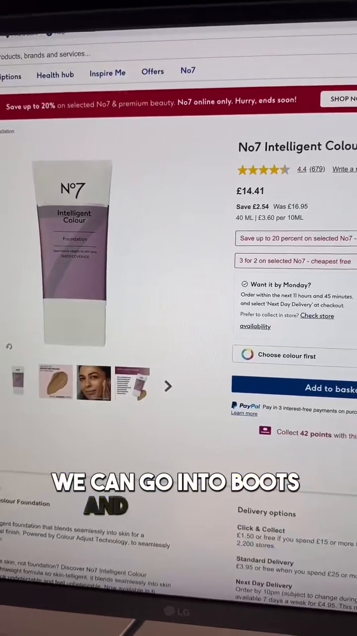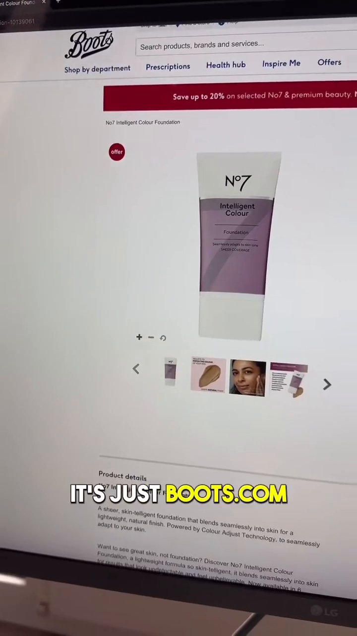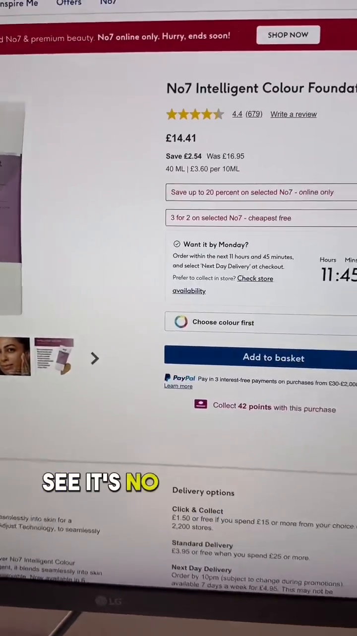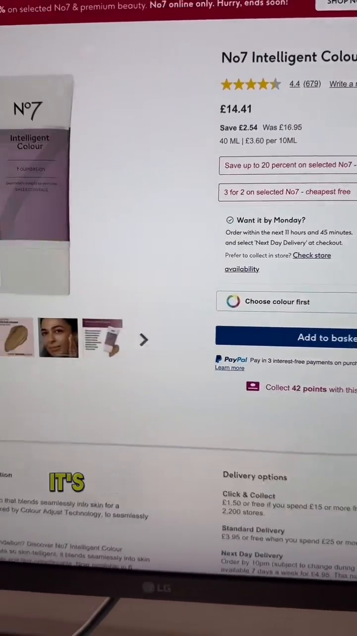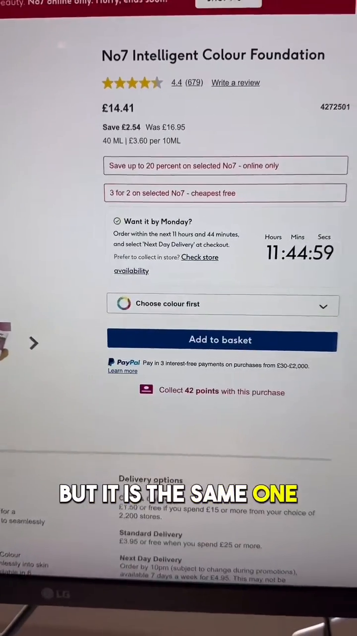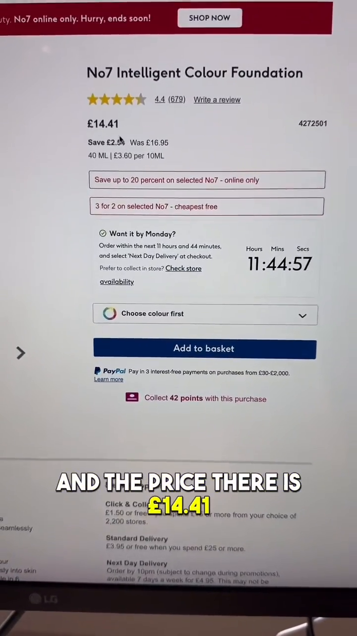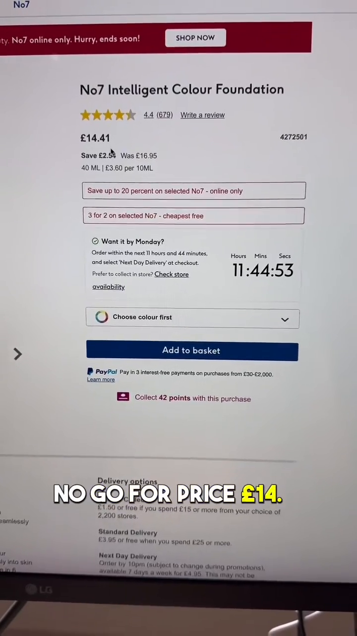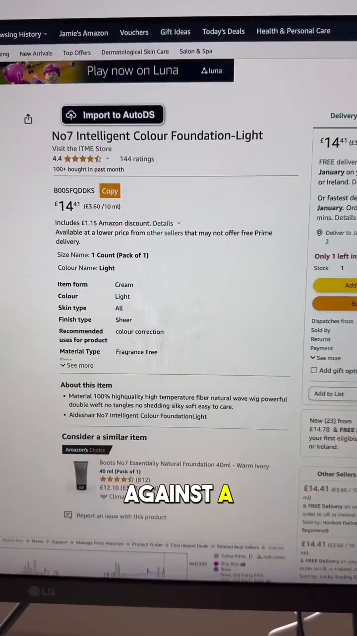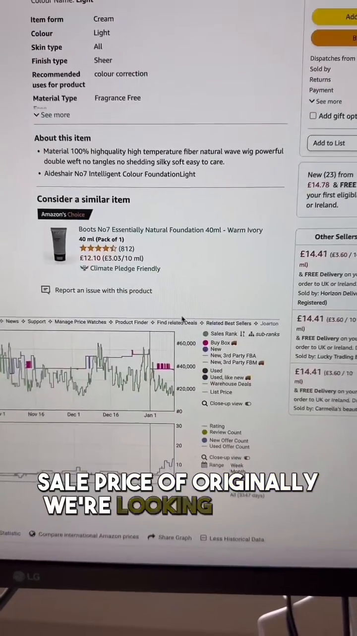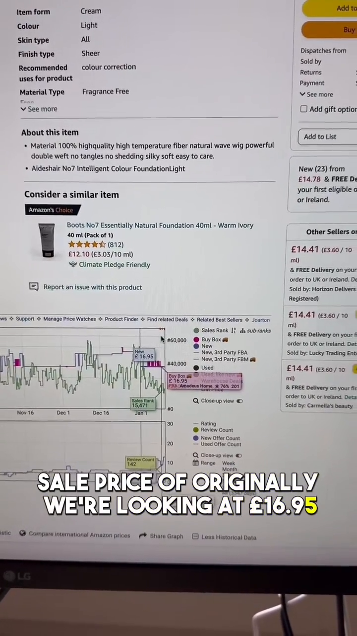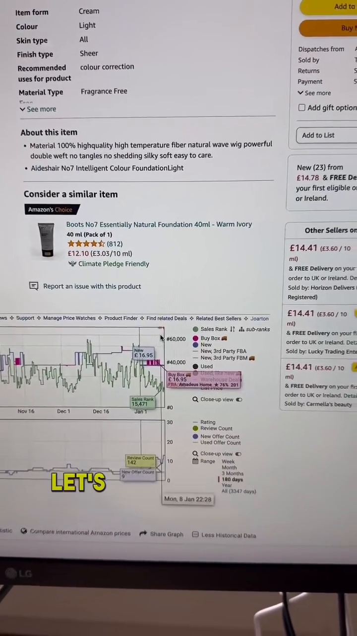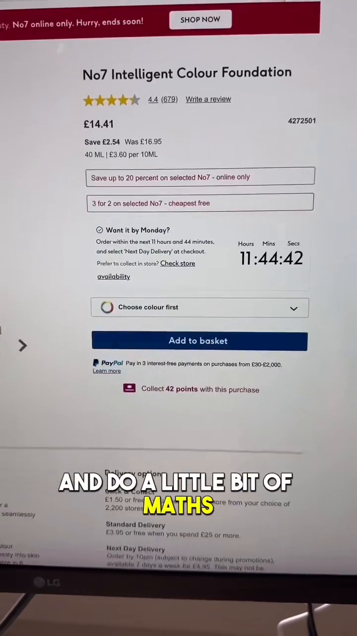We can go into Boots and have a look. It's just boots.com, very simple to find, and you can see it's the No7 intelligent colour foundation. It's the same one, slightly different packaging, but it is the same one. And the price there is $14.41. So initially that looks like an absolute no-go for price, $14.41 against a sale price of, originally we were looking at $16.95. There's clearly no money in it. However, let's go back into the thing and do a little bit of maths.